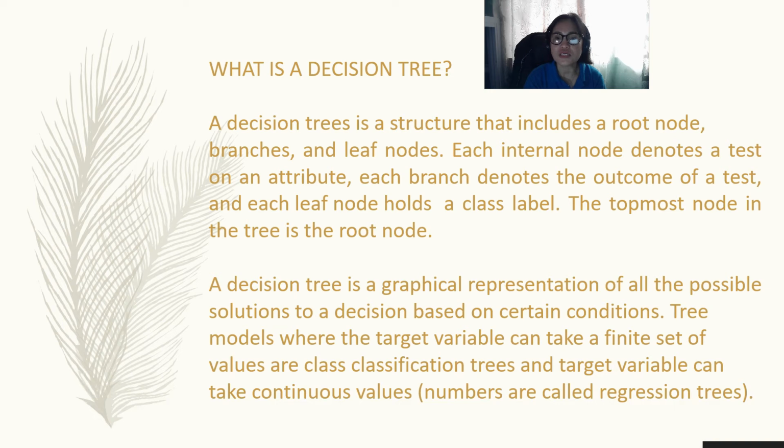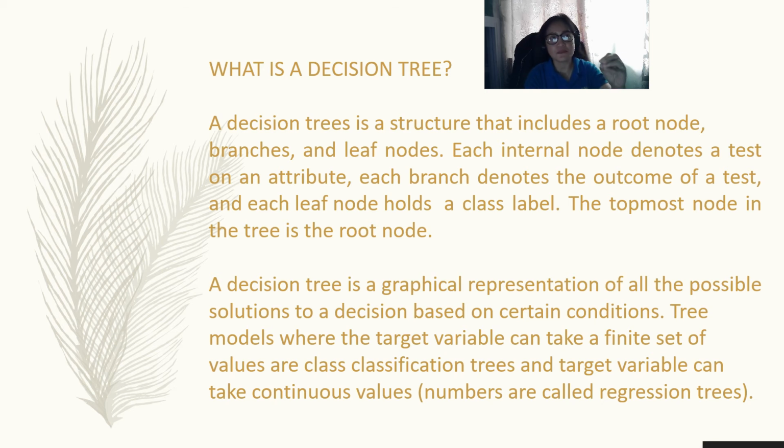So each internal node denotes a test on an attribute. Each branch denotes the outcome of the test, and each leaf node holds the class label. The topmost node in the tree is the root node. Each node is represented by alternatives, chances, and outcomes. A decision tree is a graphical representation of all the possible solutions to a decision based on certain conditions.